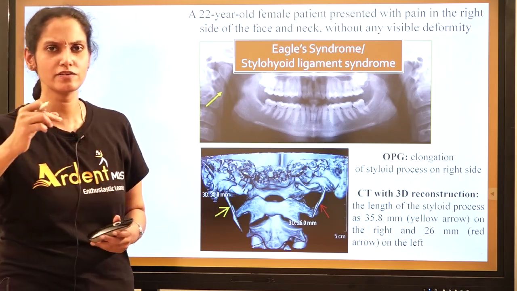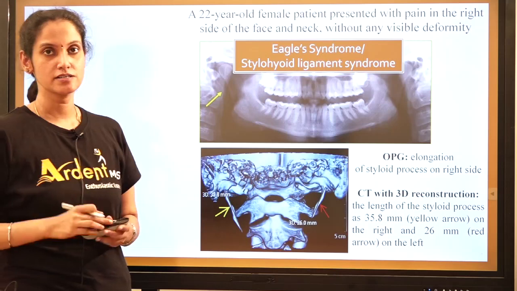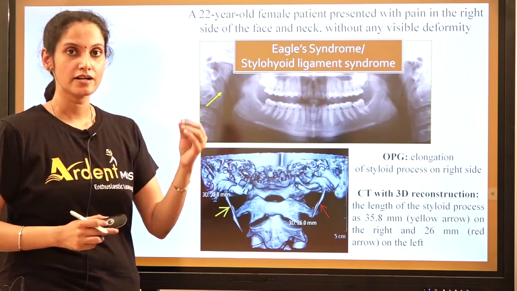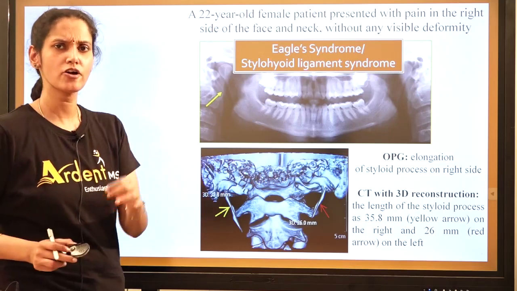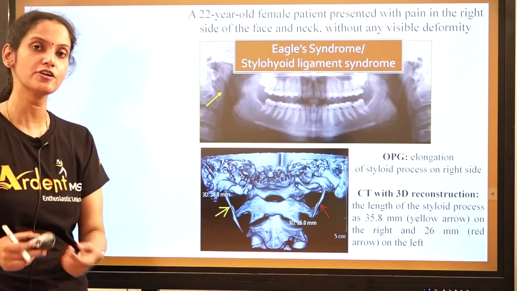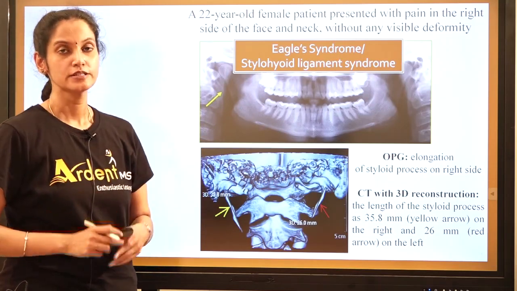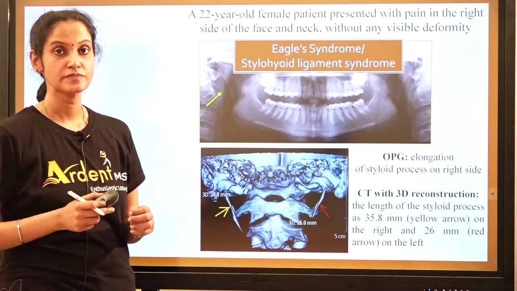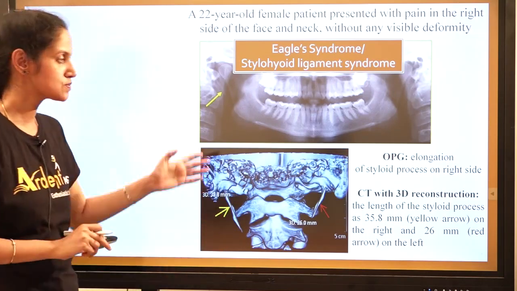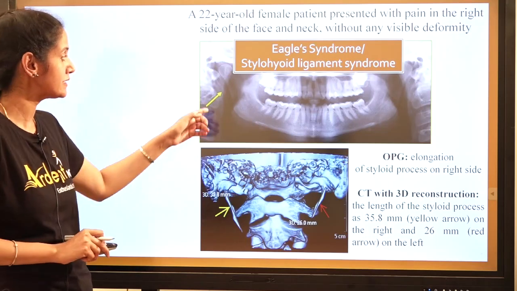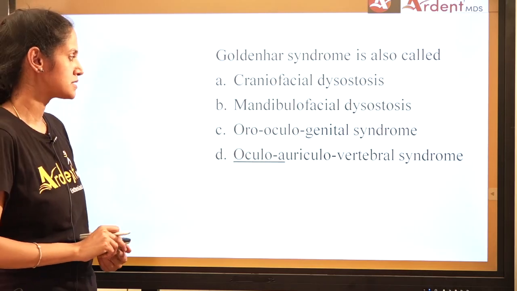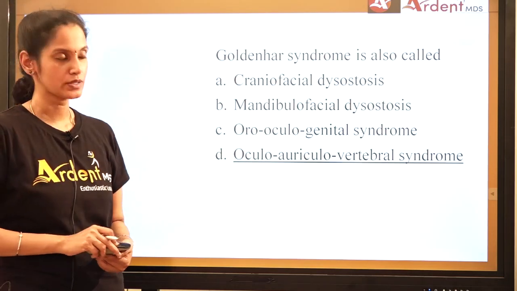And the third small variant of it is traumatic Eagle syndrome, where this mineralized stylohyoid ligament, the stylohyoid ligament being nothing but the ligament connecting the styloid process and the inferior cornu of the hyoid bone, if that is going to fracture, the patient will end up in traumatic Eagle syndrome. This is what you need to know. But you should identify them in the OPG and the CT scan. Goldenhar syndrome is nothing but oculoauriculovertebral syndrome.